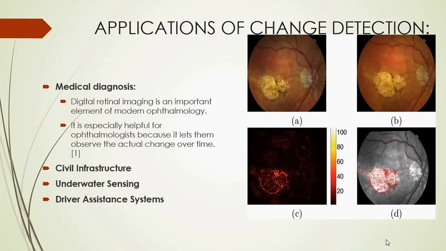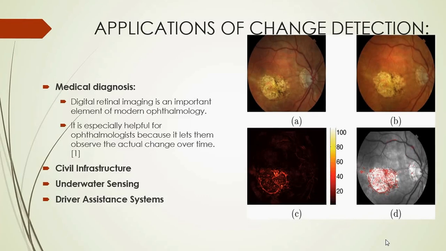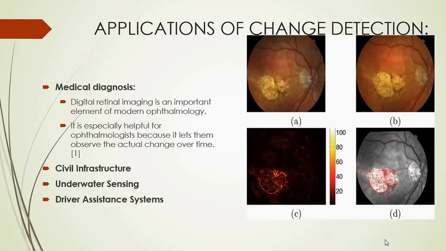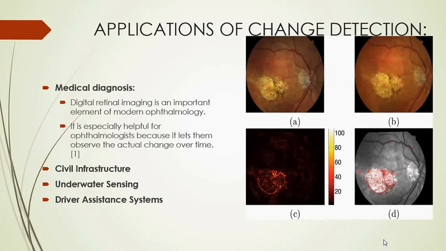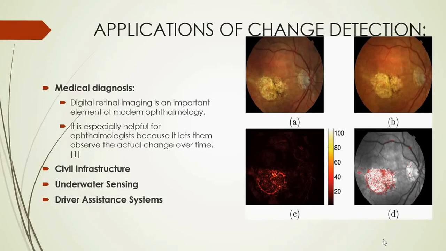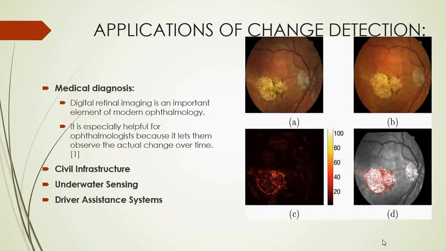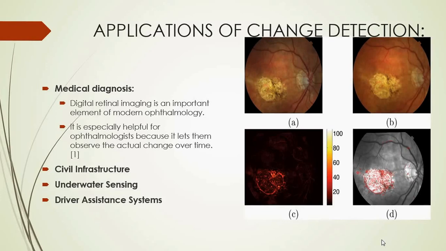It is widely used for medical diagnosis. If we see this image, it is from digital retina imaging, and it really helps in the field of modern ophthalmology. It is really helpful because it lets the doctor know the exact graphical representation of how things are going on in the body, how the disease has manifested and how it is getting better.